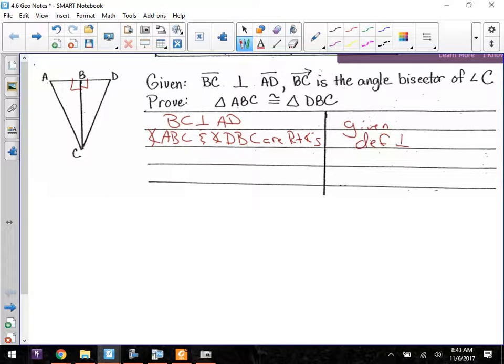I go back to the next step that's on my sheet. It tells me, state that the right angles are congruent. I have the angles there. I'm going to write down now that angle ABC is congruent to angle DBC. Reason: all right angles are congruent.